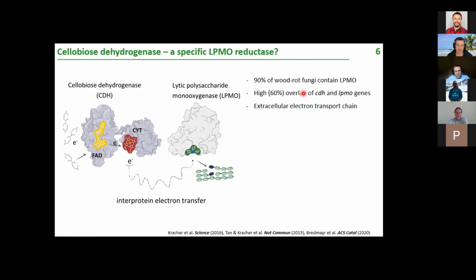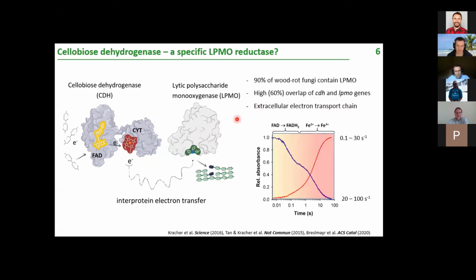So we find actually LPMOs in about 90% of wood-degrading fungi. So the majority of these organisms contain LPMOs, and among these, about 60% also contain CDH enzymes. So there seemed to be a quite high overlap. And I couldn't identify a single fungus that contains a CDH without an LPMO. And this adds apparently to a very nice extracellular electron transport chain.